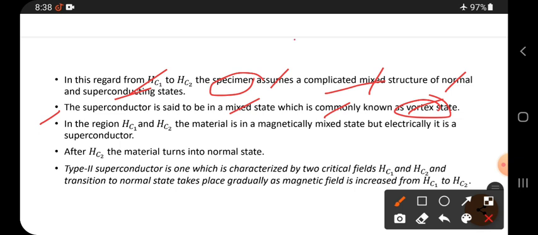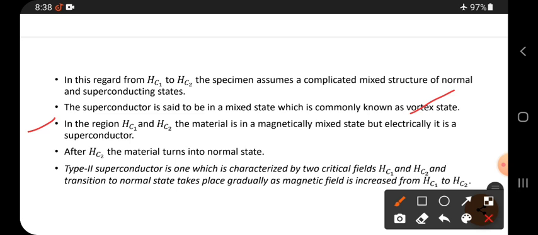The vortex state can be present only between Hc1 and Hc2. In this region, between Hc1 and Hc2, the material is in a magnetically mixed state, but electrically it is a superconductor.